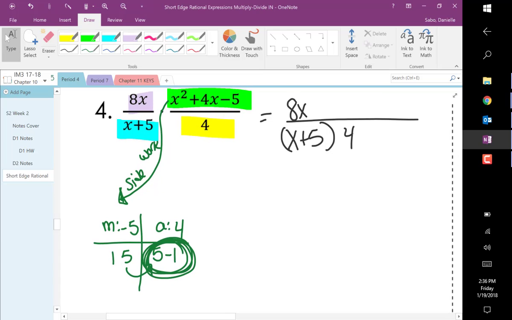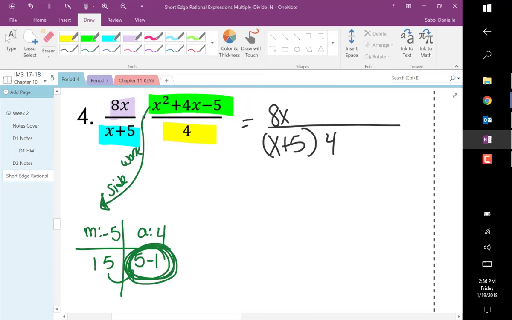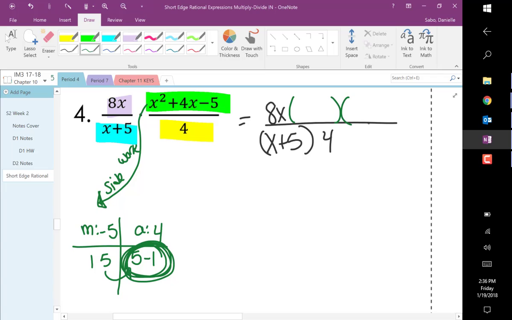That's how I factor a trinomial. Now, how would I write that now that I know my magic numbers? I have them. Yeah, x minus 1 and x plus 5.